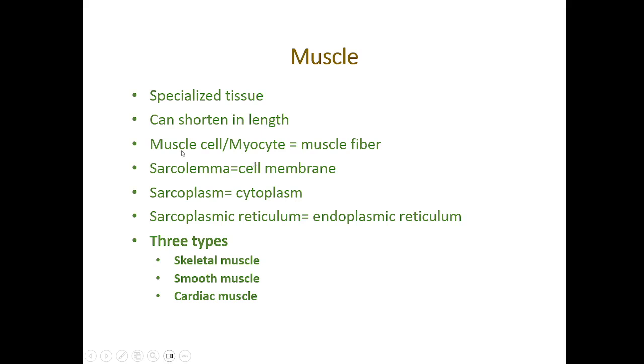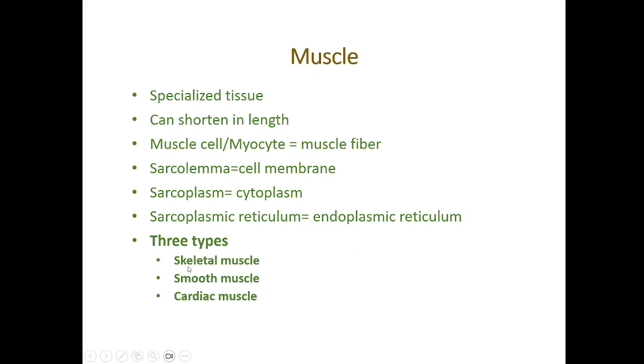Now various parts of a muscle cell are given various names. Muscle fiber, muscle cell, or myocyte are one and the same. The cell membrane of a muscle is called sarcolemma. The cytoplasm is called sarcoplasm. The endoplasmic reticulum of a muscle is called sarcoplasmic reticulum.